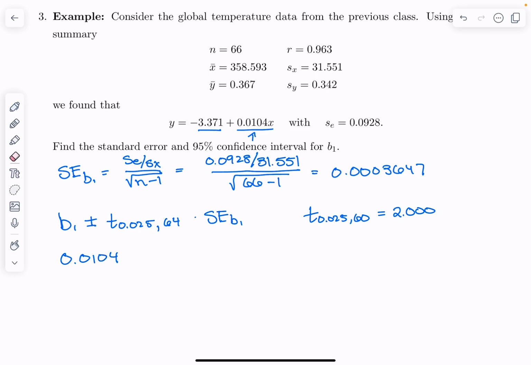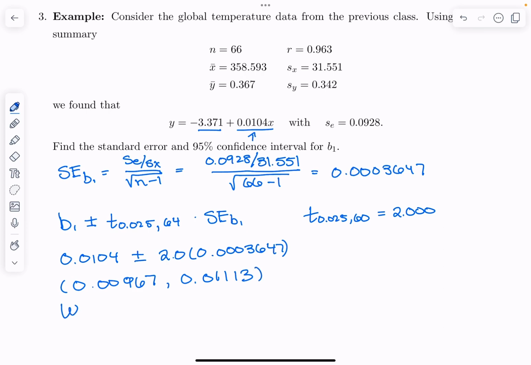So we're going to plug in everything here, and my slope is 0.0104 plus or minus 2.0 times my standard error of 0.0003647. So I'm going to get a confidence interval of 0.00967 to 0.01113.